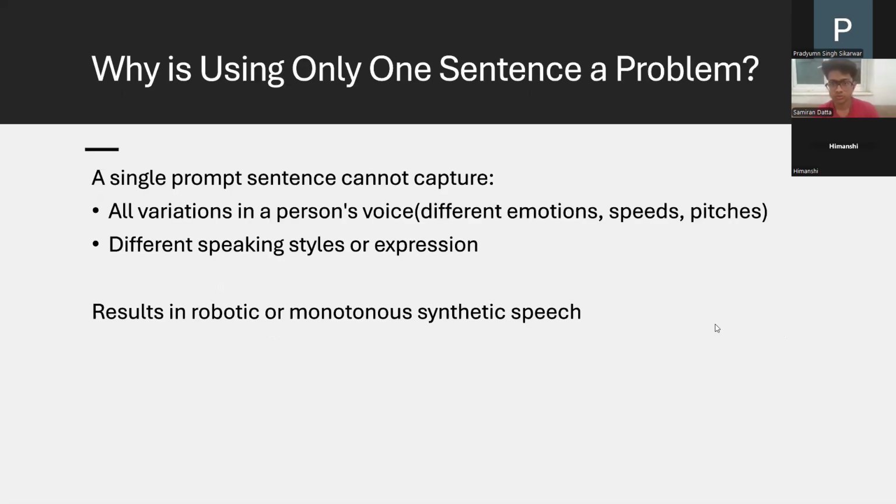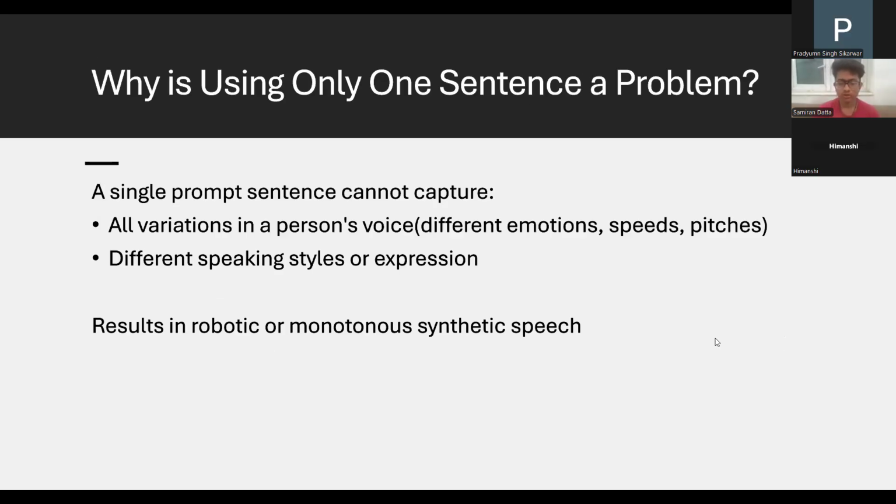So why is using only one sentence a problem? If we use only one sentence as a prompt, we miss out on all the variety in a person's speech, like different emotions, tones, and ways of speaking that the speaker shows. That's why the output ends up sounding too flat or too uniform. It makes it sound robotic. There is just not enough information in a single sentence to build a natural-sounding voice.